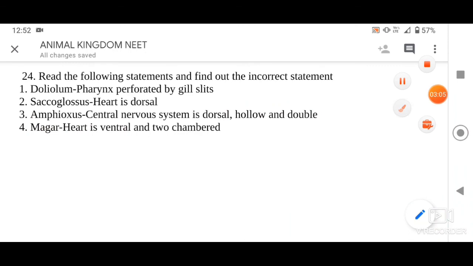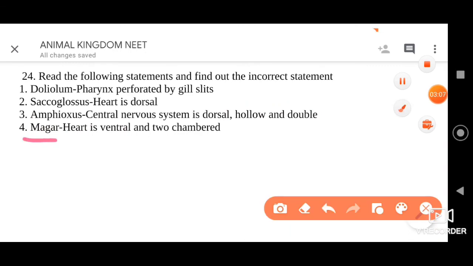See, the fourth option, Clarias magur is there. Generally it is called the walking catfish.